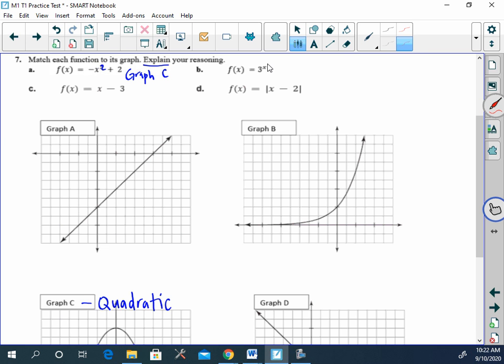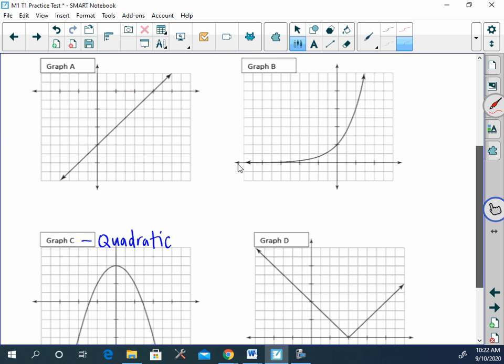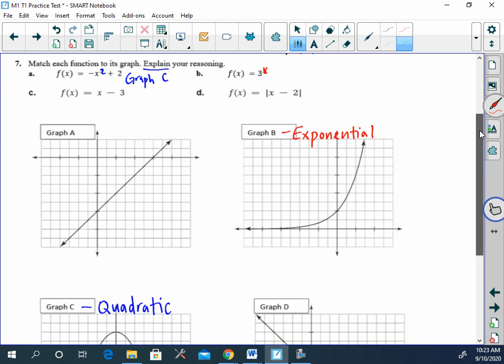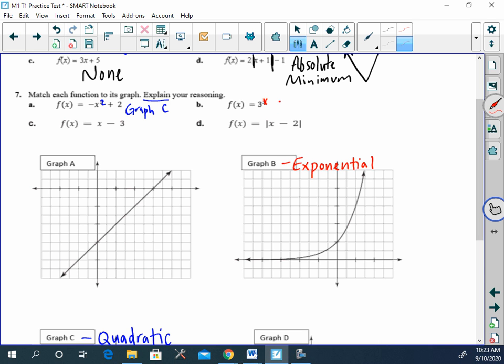This is 3 to the x, x is in the exponent, so it's exponential. And exponential increases super fast or it decreases super fast. So this one with the 3, it means it's tripling every single time. And the only graph here that looks exponential is this one. Okay, it increases nice and quick. So I'm going to go ahead and explain it here. This one's exponential. So that one's graph B.